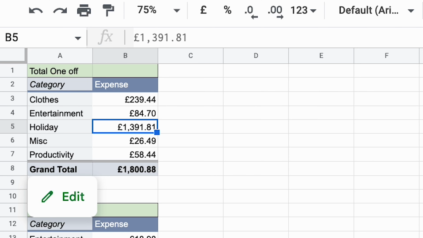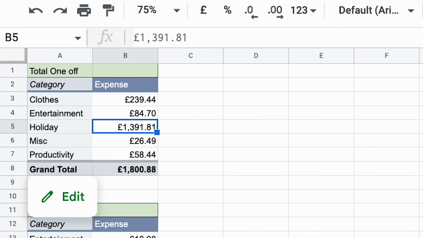Holiday, that's definitely a one-off. Could have done without it, but gotta live life while you're young and go to Japan. Miscellaneous, can't remember what that was. Productivity, that was just a hard drive.